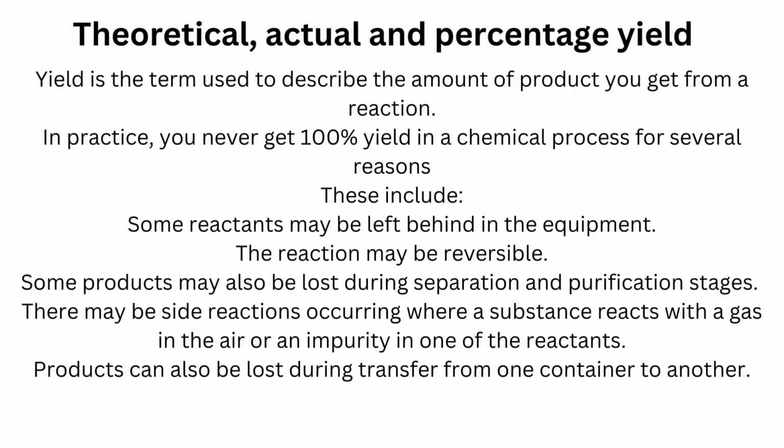Theoretical, actual, and percentage yield. Yield is a term used to describe the amount of product you get from a reaction. In practice, you never get 100% yield in a chemical process for several reasons. These include some reactants may be left behind in the equipment. The reaction may be reversible. Some products may also be lost during separation and purification stages. There may be side reactions occurring where a substance reacts with a gas in the air or an impurity in one of the reactants. Products can also be lost during transfer from one container to another.